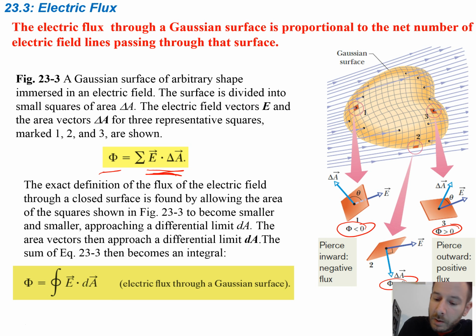All right, so if we just made all of these squares up here really, really tiny, we'll just call that a differential element dA. The area vectors then approach, limit dA. The sum of equation 23-3 then becomes an integral. So instead of doing a summation, we can use this integral form here. And this is the one that we'll be using most of the time. All right, so this is again the electric flux phi is equal to the integral of our electric field vectors dotted with our area infinitesimal vectors.